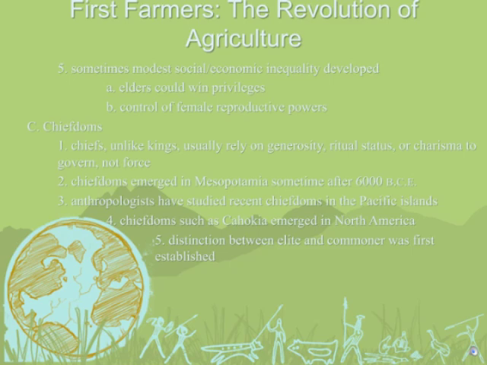Chiefdoms emerged in Mesopotamia sometime around 6000 BCE. Anthropologists have studied recent chiefdoms in the Pacific Islands. Chiefdoms such as Cahokia, again, sorry if I'm mispronouncing it, emerged in North America. That was the cartoon image that I showed you. If you missed that, you can go back a few slides and look at it. The distinction between elite and commoners was first established.